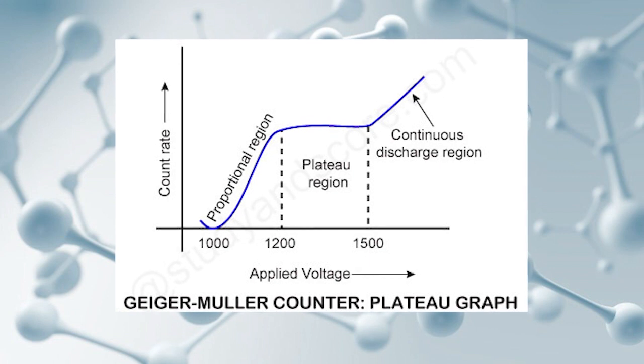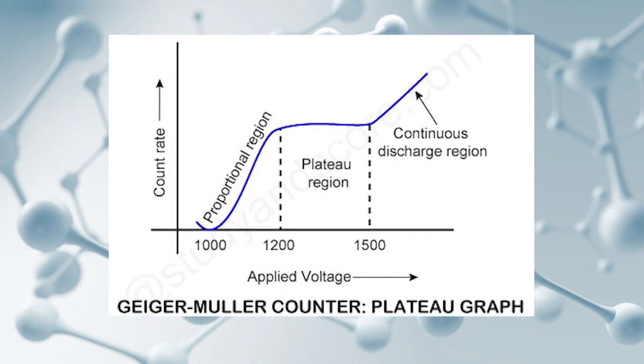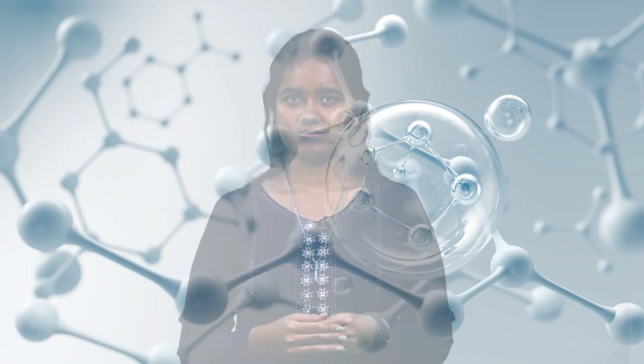Beyond the plateau region, the applied electric field is so high that a continuous discharge takes place in the tube and the count rate increases very rapidly. It does not require any ionization event to happen. So, the tube must not be used in this region. That concludes the theory and principle for this experiment.